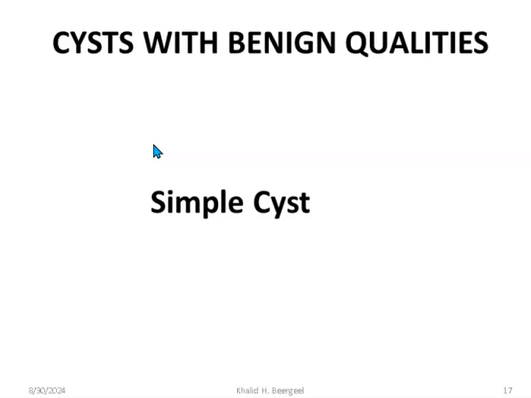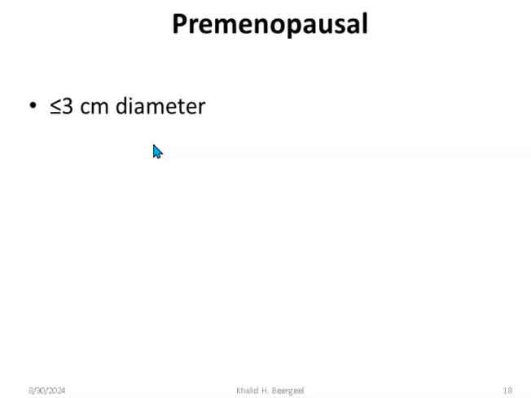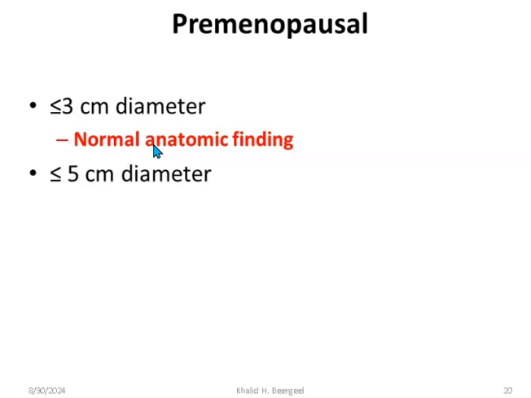So when we discuss the simple cyst, or the one cyst with benign qualities, divide into two, whether it's a perimenopausal patient or postmenopausal. If it's perimenopausal and less than 3 cm or around 3 cm, it's a normal anatomic finding. You should not consider it as abnormal. But if it's less than 5 cm, again, no additional treatment is required.